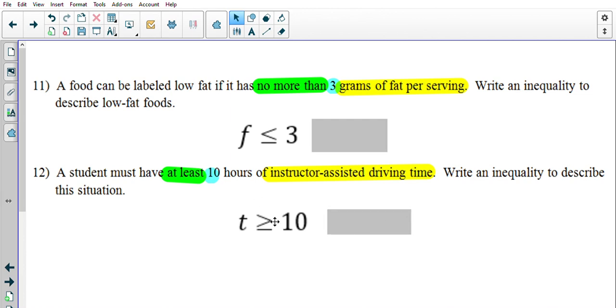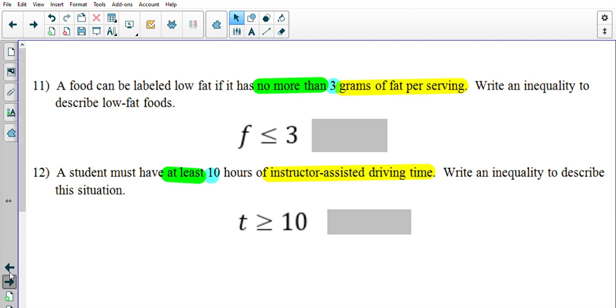The amount of time has to be greater than or equal to 10, for at least 10. Again, make sure it makes sense. I've seen students see the words at least and write less than or equal to. Oh, that doesn't make sense. We definitely want that student to have at least, or greater than or equal to, 10 hours of instructor-assisted driving time.